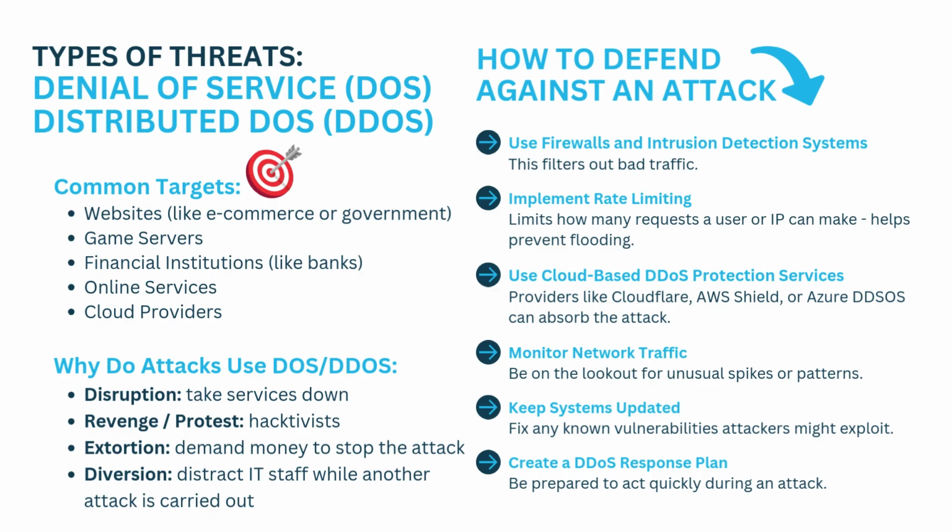Big cloud providers like AWS or Cloudflare offer distributed denial of service protection services that absorb the impact. It's also important to monitor network traffic and create a response plan ahead of time so your team knows what to do if you're targeted.